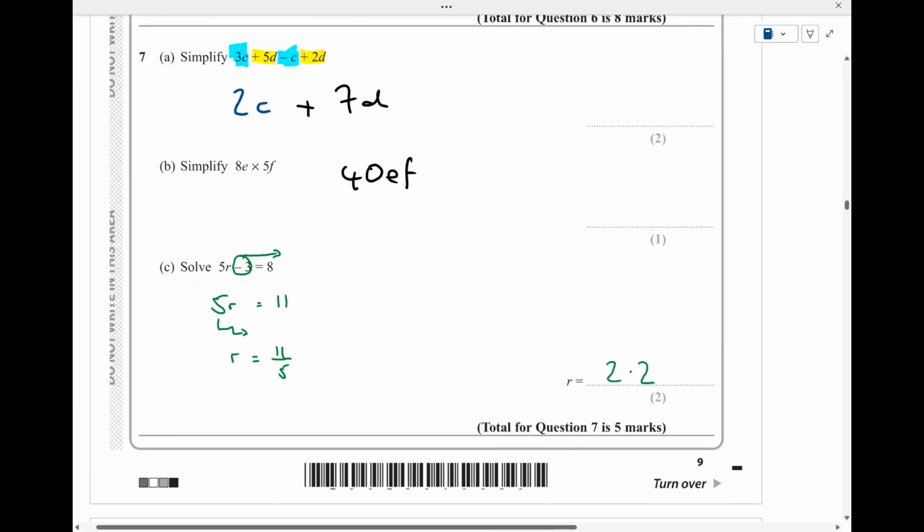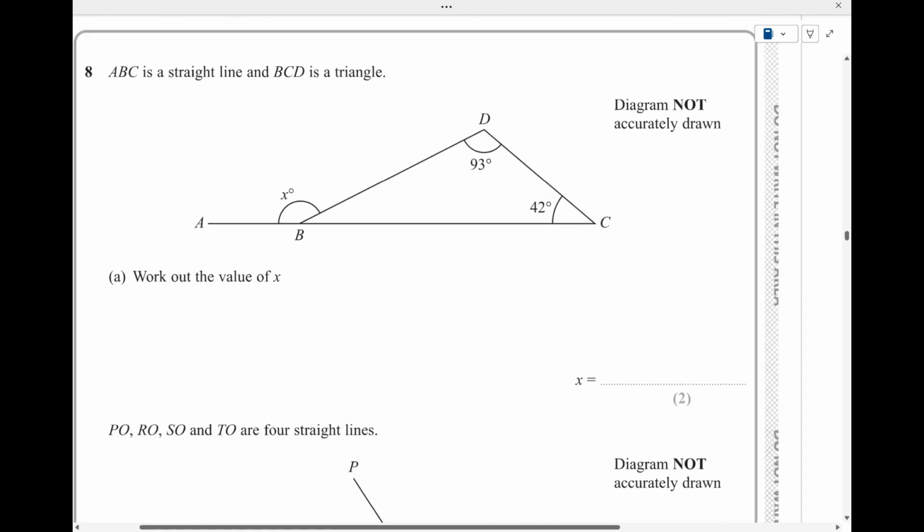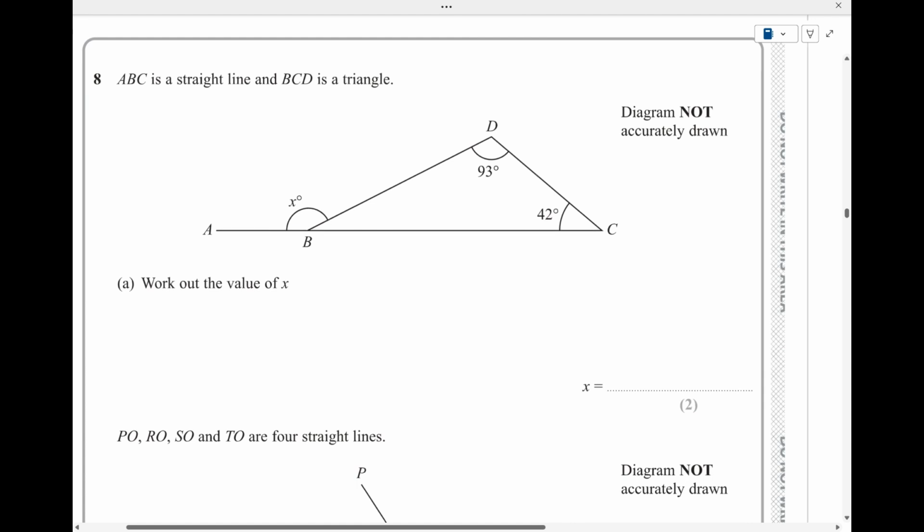All right, let's move on to question 8. Angles and triangles. Let's have a look. ABC, that's this line, is a straight line. Well, it looks like a straight line, doesn't it? And BCD is a triangle. Well, it looks like a triangle. I'm going to tick off both of those. Right. Work out the value of x.